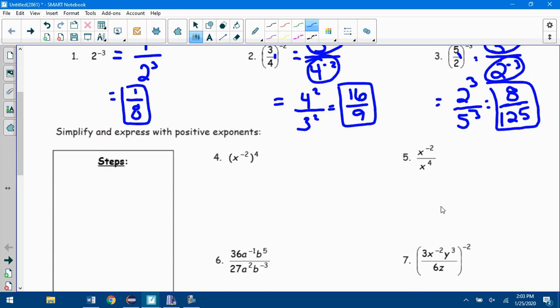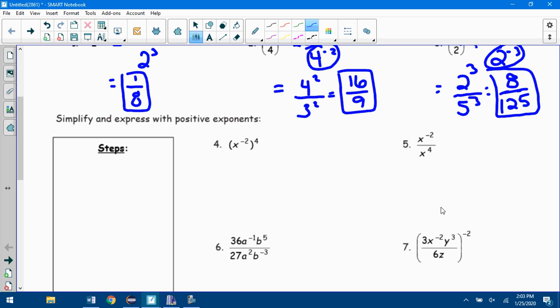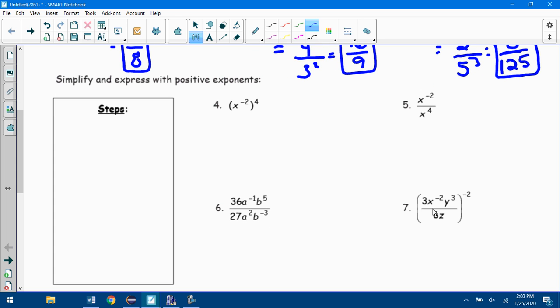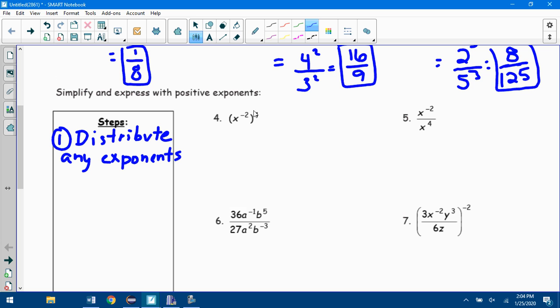Okay, so now let's get into some of these with variables, because this is what you're more likely to see. If you follow these 3 basic steps, you shouldn't have any trouble with these. The first step to dealing with something like this is to distribute any exponents. Sometimes there'll be exponents to distribute, sometimes there won't be. But if there are any on the outside of parentheses, make sure you distribute those first.